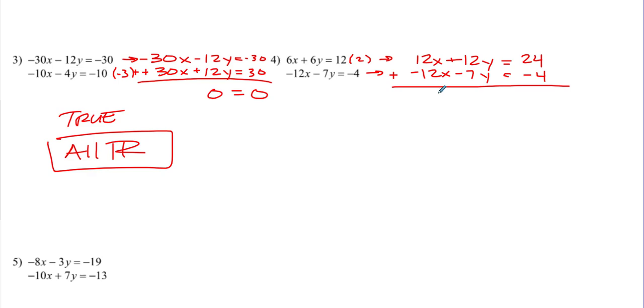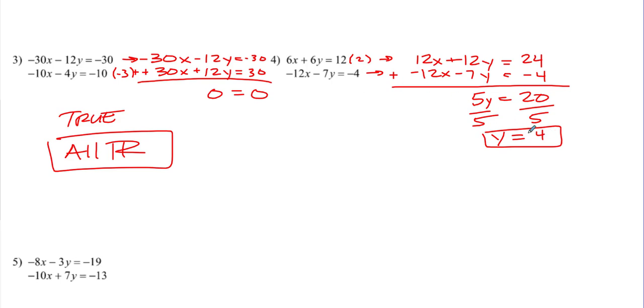12 plus negative 12, 0. 12 plus negative 7, that's like 12 minus 7. That's going to give me 5y. And then 24 plus negative 4, that's going to give me 20. And then we divide by the 5. We get y is equal to 4. Boom.